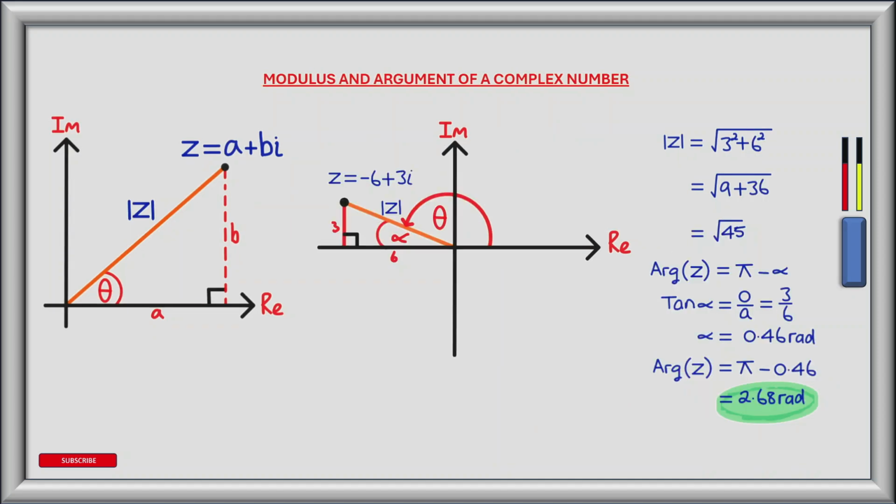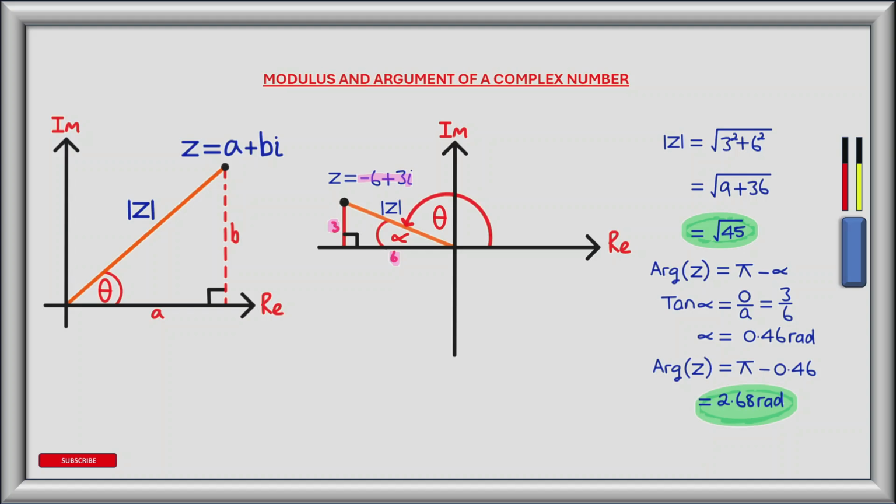In our second example, we'd like to find the modulus and argument of the complex number minus 6 plus 3i. If we plot this complex number on an Argand diagram, we see we move 6 units along the negative real axis and 3 units along the imaginary axis. These two sides form two sides of a right-angled triangle. The third side, the hypotenuse, or the orange line, is the modulus of z.